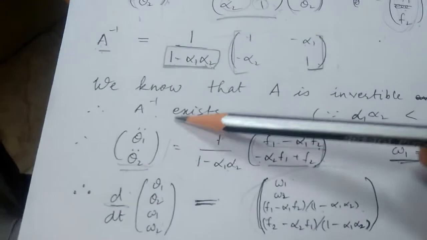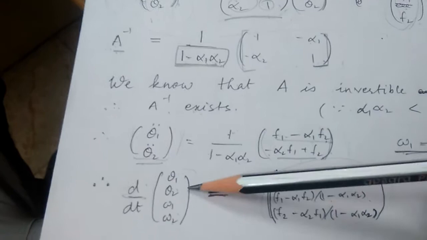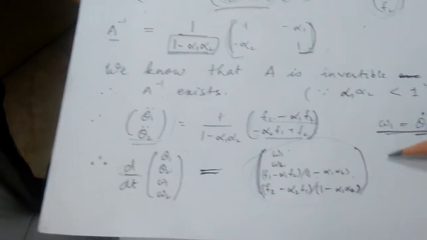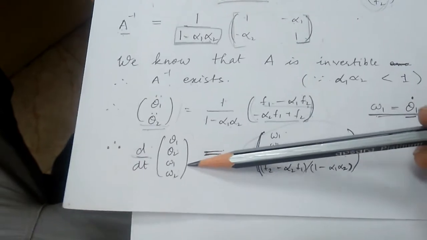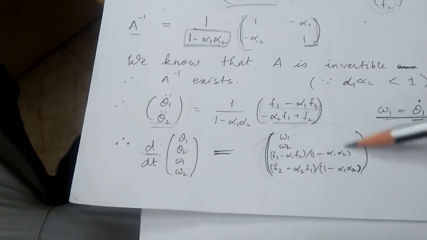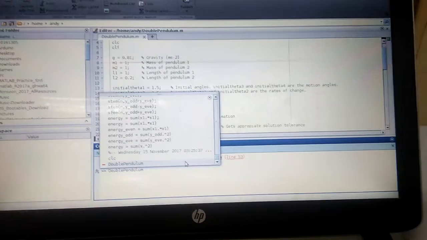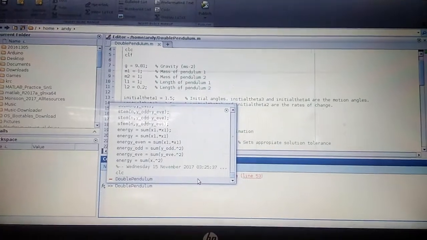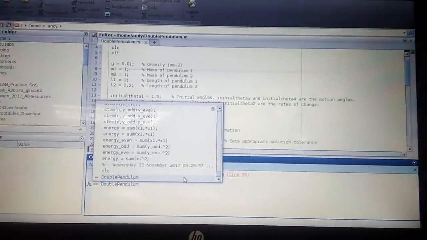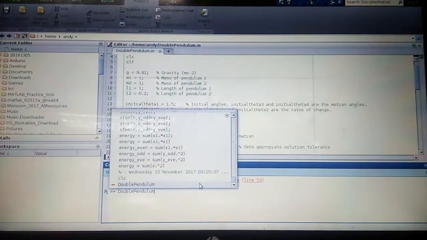Therefore we can write theta 1 dot, this row matrix, as this, which finally gives us the evolution of theta 1, theta 2, omega 1 and omega 2 as this. So now that we've looked at the derivation of the dynamics of the double pendulum, let's look at how it would look when it is simulated.